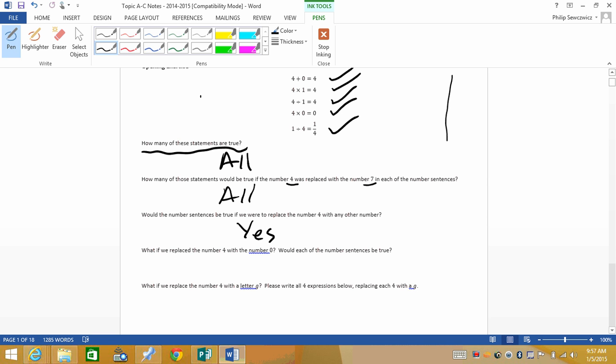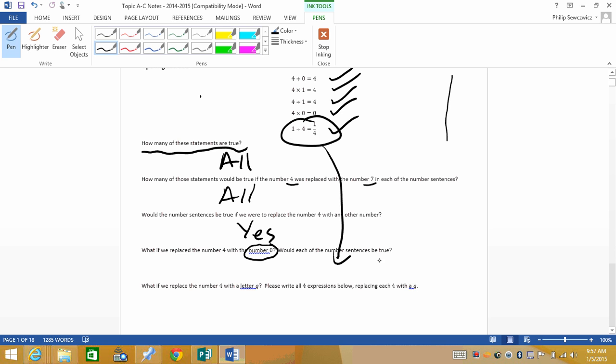Now, thinking a little sneaky on this one, what if we replace the 4 with the number 0? Okay, so 0 is special. You might not have thought of that, but 0 is a very special number. If we try 0 plus 0, that's fine, that's 0. 0 times 1, yeah, so that's what we're after here: we're not going to get the same repetition. So 0 is different.